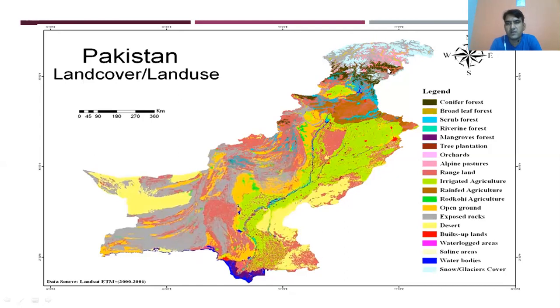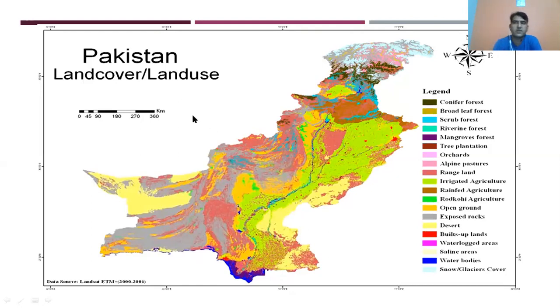So we have coniferous forest. These conifer forests are in the north of Pakistan, down after the glaciers. These are the glaciers, and also rivers and scrub forest. Then we have irrigated agriculture, mostly carried out through the Indus River and tributaries. We'll see this also. This is the Balochistan Plateau. So you have an overview of the land cover and land use of Pakistan.